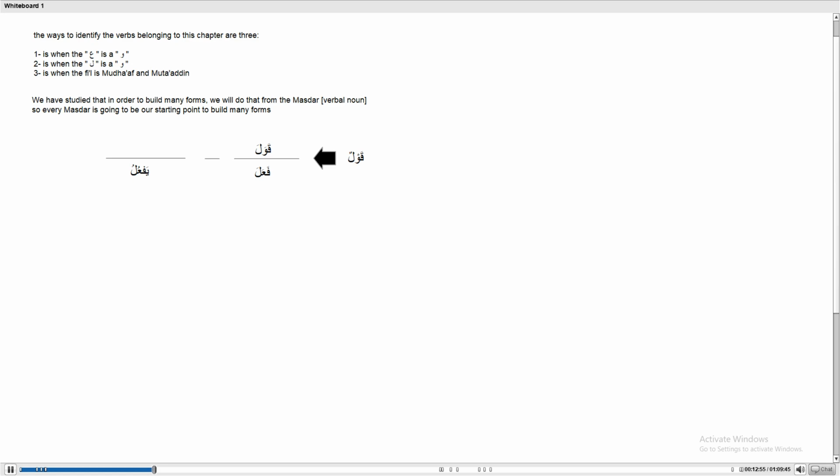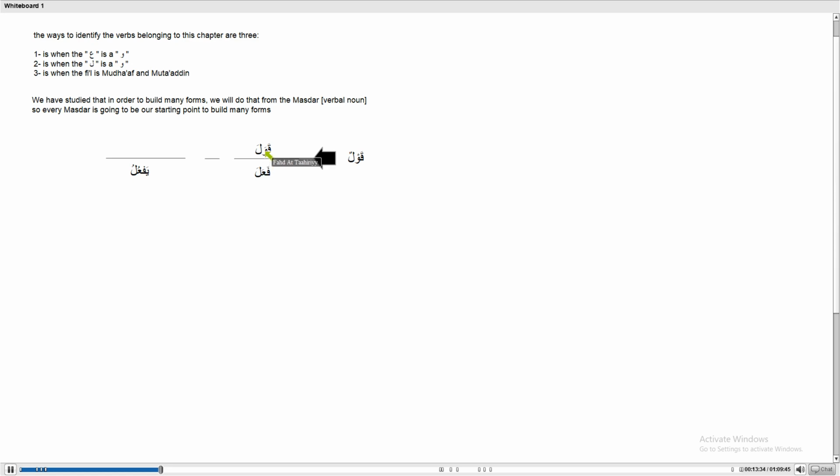from what? Starting from where? From where did you come up with this form? From the masdar. Starting from the masdar. Okay? From qawlun, fa'lun. You started from there and then you started building the madi. How did you do that? You turned those letters into this form. Wadih?